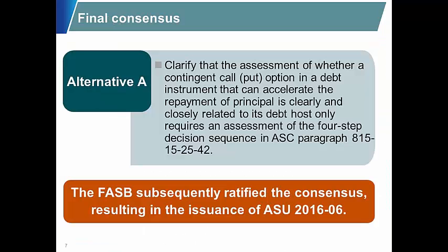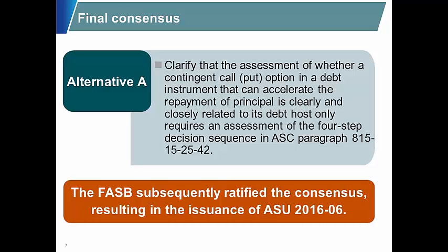The EITF ultimately reached a consensus on Alternative A. Members of the task force did acknowledge that it could result in different accounting results for some instruments that are embedded versus if they were issued under separate contracts. However, some task force members noted that the four-step decision sequence limits these situations by requiring an evaluation of whether a substantial discount or premium exists. Alternative B had the potential to unduly increase costs and complexity in financial reporting, as it would require more instruments to be bifurcated than happens in practice today.